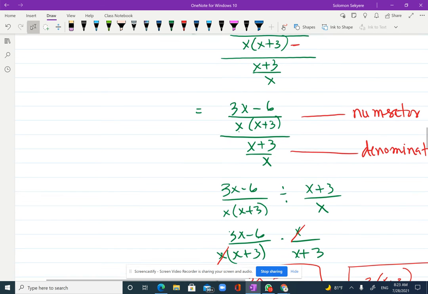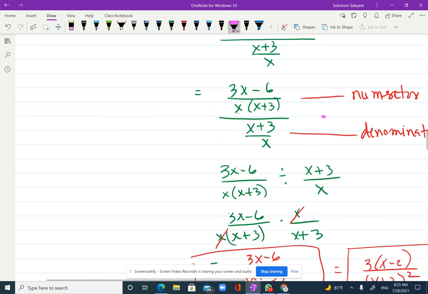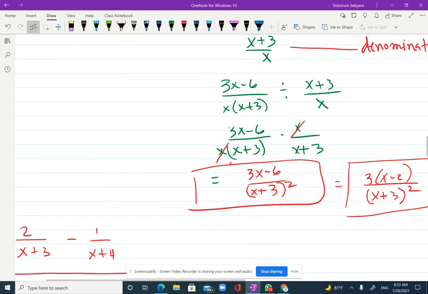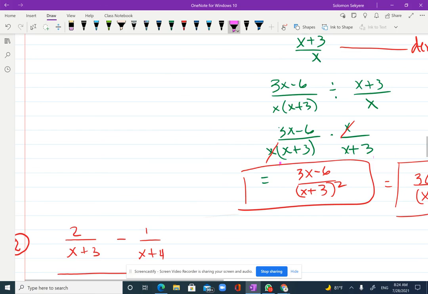Okay. So now what do we have here? This division sign, we just write it like this. It makes it clear to do KFC, makes it easier to do KFC. All right. So when you have that, keep, flip, change. Okay. So we end up with this, and then the x cancels the x. What do we have left? 3x minus 6 over x plus 3 times x plus 3, which is x plus 3 squared. You're done. If you want to factorize the top further, it can be 3 parentheses x minus 2 all over x plus 3 squared. You're done.